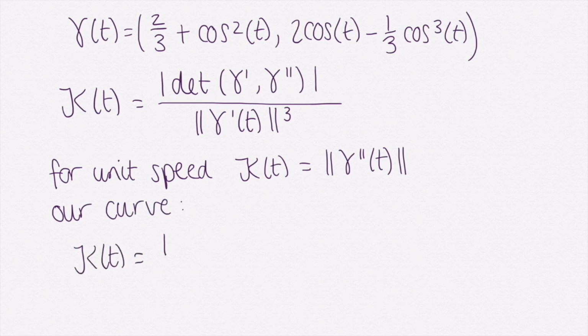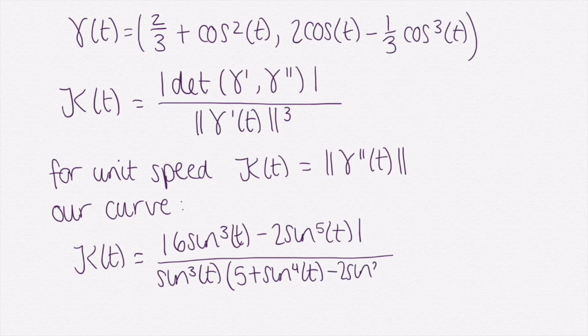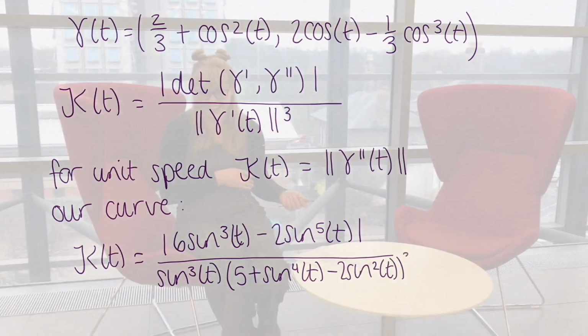The formula for curvature is the modulus of the determinant of the matrix formed by the tangent and the tangent's derivative, all divided by the speed cubed. For a unit speed curve, the curvature is simply the norm of the second derivative. This is how much our little fella wiggles.